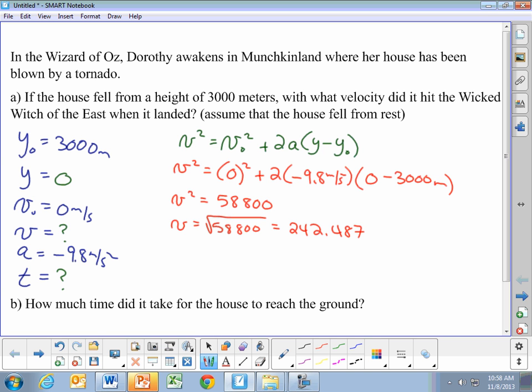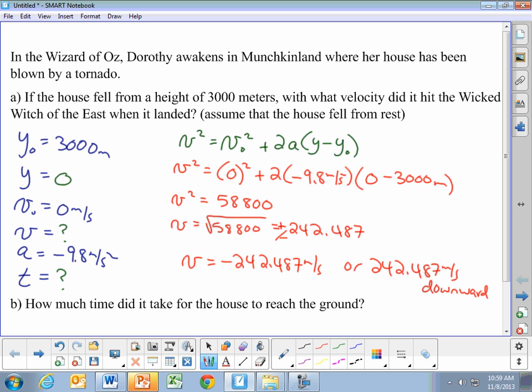But you have to be careful because this house is moving downward. You have to remember that the square root of something is plus or minus. And so the square root of 58,800 is plus or minus 242.48. So this means that this final velocity is negative 242.487 meters per second, or 242.487 meters per second downward.